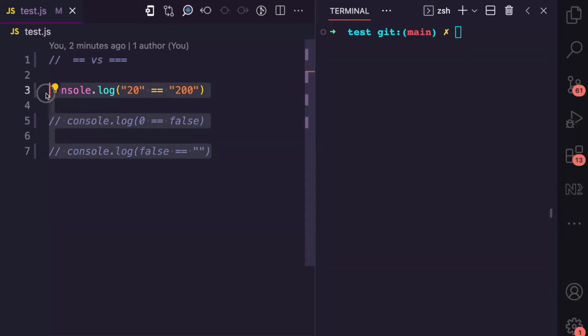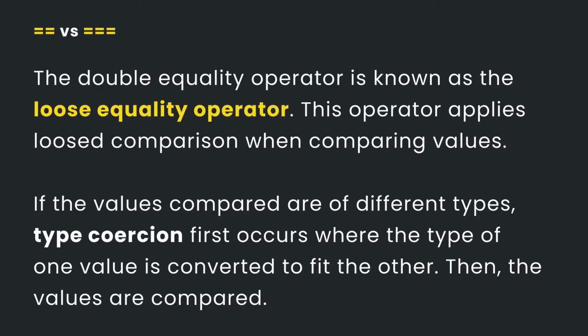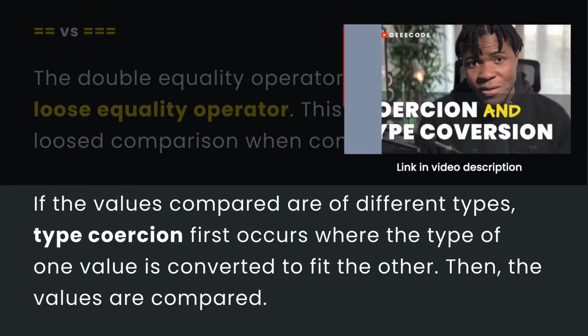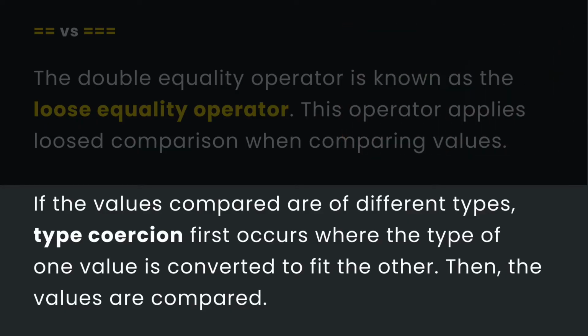I'll be using these examples here to explain how these operators work. So let's start from the double equality operator. The double equality operator, which is known as the loose equality operator, applies loose comparison when comparing values. So if it wants to compare two values together, if their types are not the same, then it's going to apply type coercion, which I explained in my previous video, and type coercion converts one value from one type to fit the type of the other value it is being compared with.